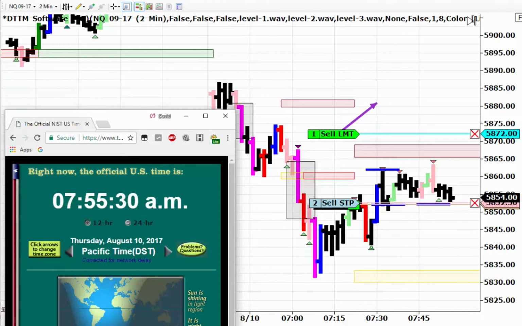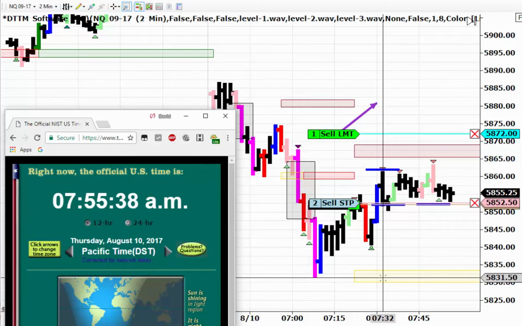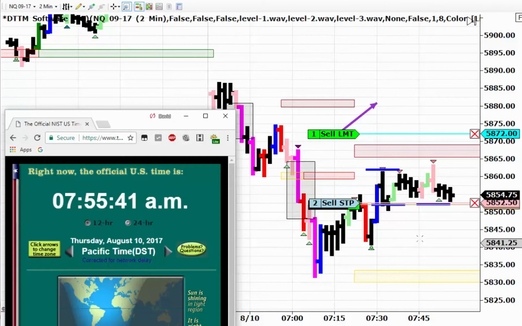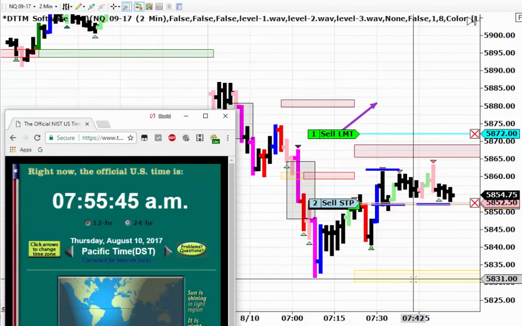Okay, just restarting the recording here. It's 7:55 my time, so been in this trade 40 minutes. It has come down to within just a tick of our stop or so. As it turns out, I'm going to have to exit this trade here in just a few minutes anyway. I've got an appointment I've got to go to. So we'll just see how it pans out here over the next couple of minutes.